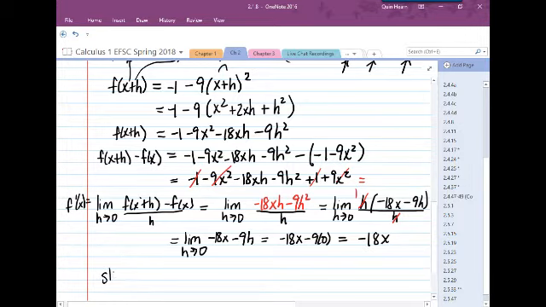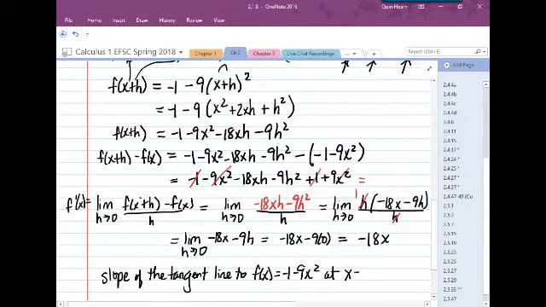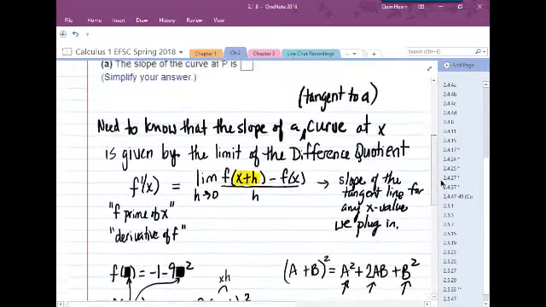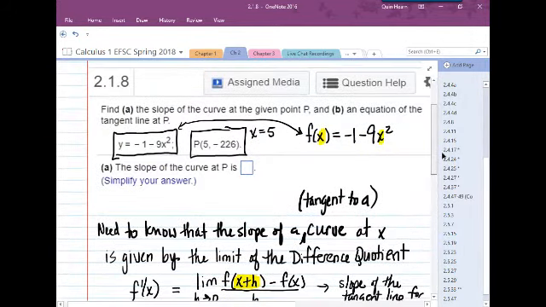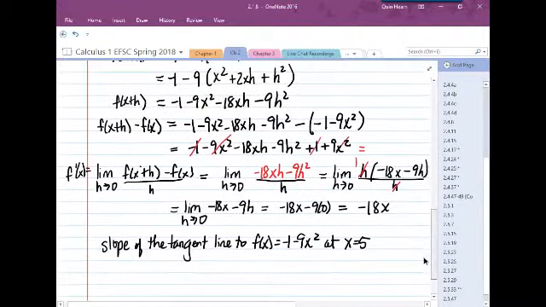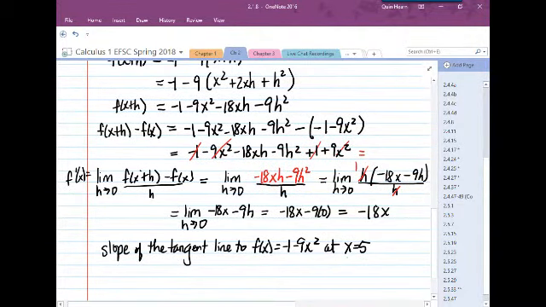So if we want to know the slope of the tangent line to f of x equals -1 minus 9x squared at, I believe it was the x value 5, wasn't it? Yep, they were asking us about the x value 5. We want to know the slope of the tangent line to that curve at x equals 5. The shorthand notation for that is just f prime of 5. This formula, remember, was f prime of x.